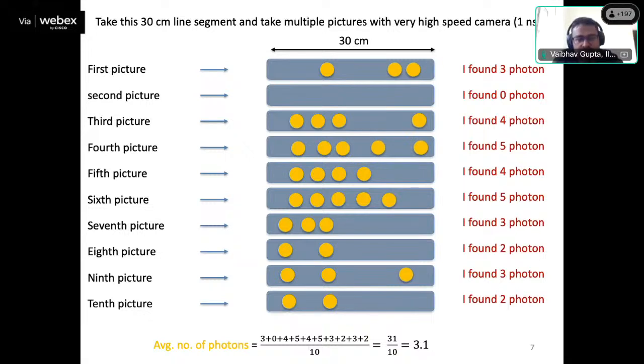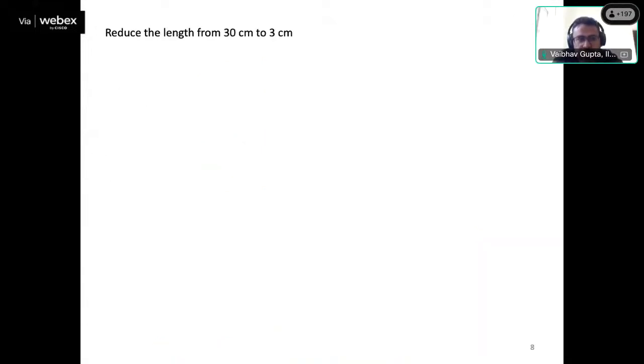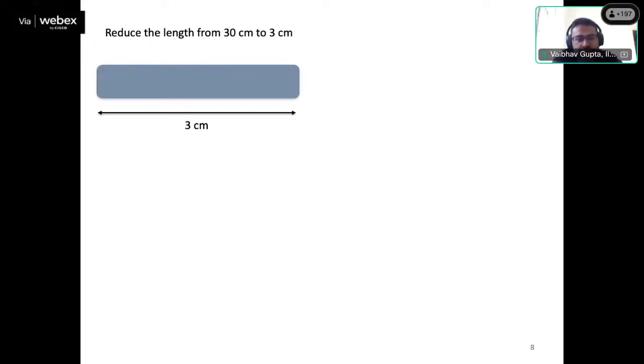So I hope that is clear up to now. Now I want to reduce this length. So rather than 30 centimeter, I want to go to 3 centimeter. So now I have 3 centimeter. And if you do that, you will have average number of photon, which is 0.31. What does it mean? 0.31 average number of photon.